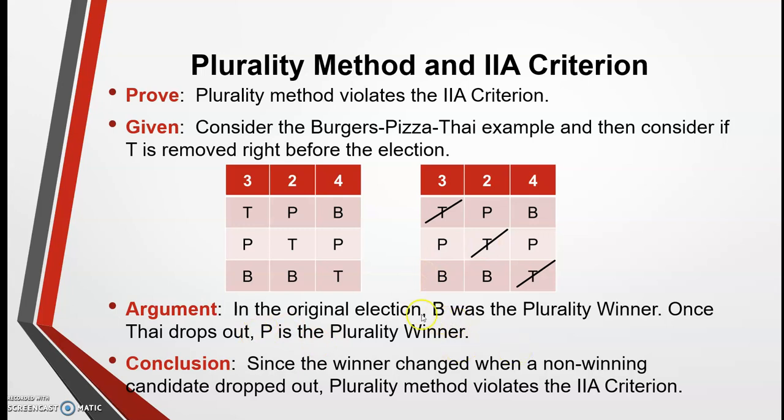So in the original election, B won, but once tie drops out, P wins. And so that means that a non-winning candidate dropping out caused the winner to change. And therefore that proves that the plurality method violates the IIA criterion.